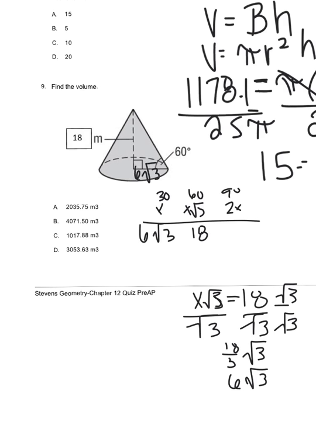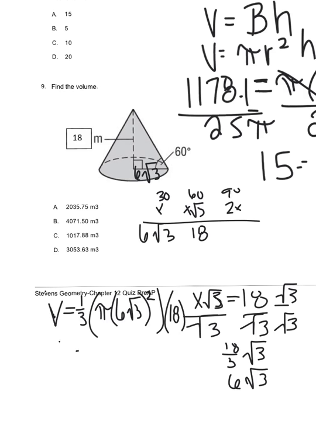Okay. Volume equals 1/3 pi r, and I'm going to do double parentheses there, r squared times 18. Volume equals 2035.75.